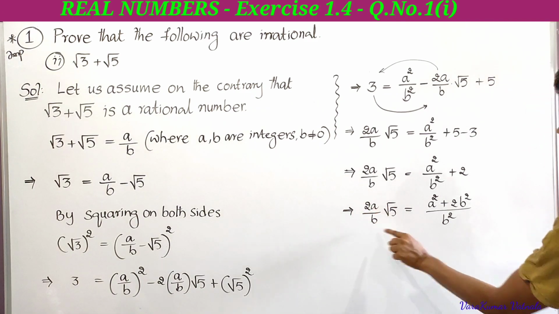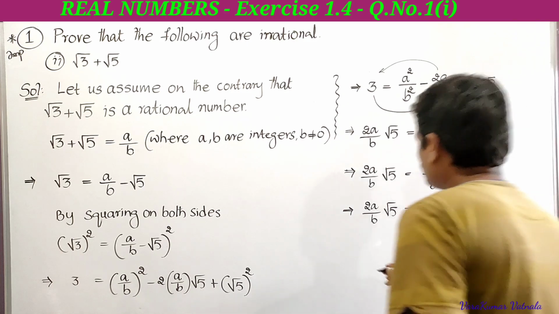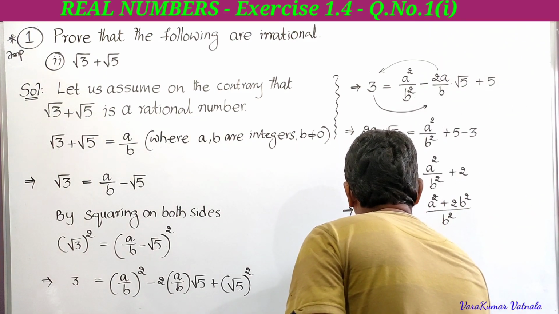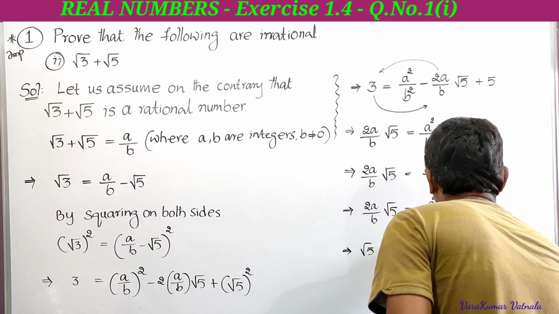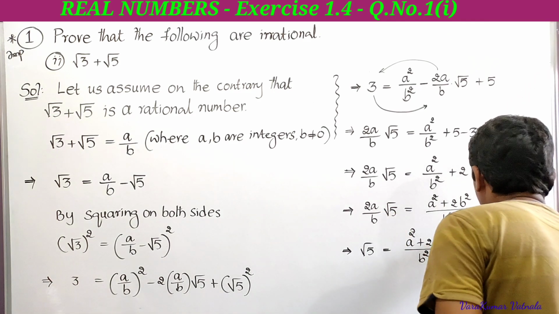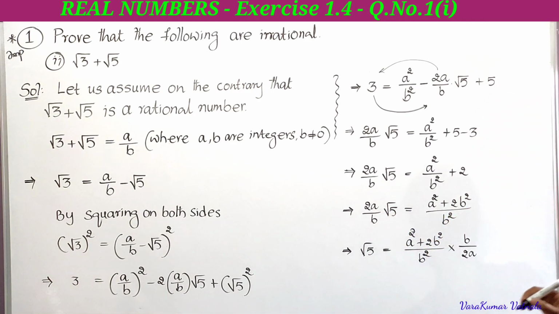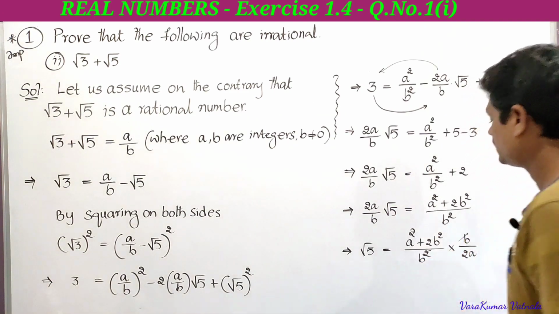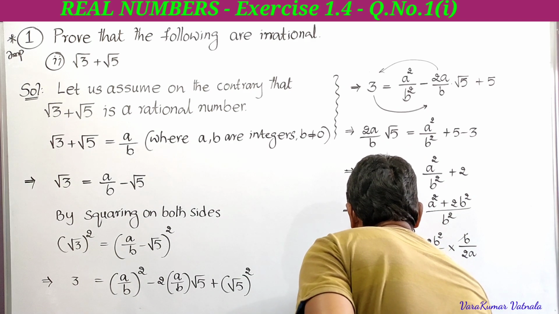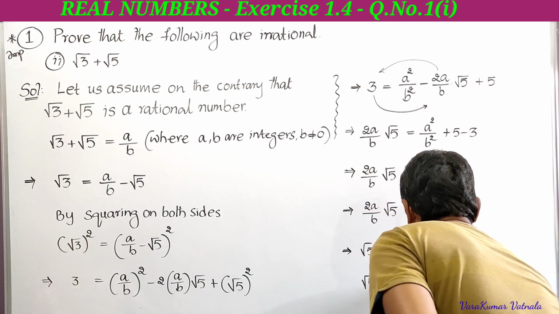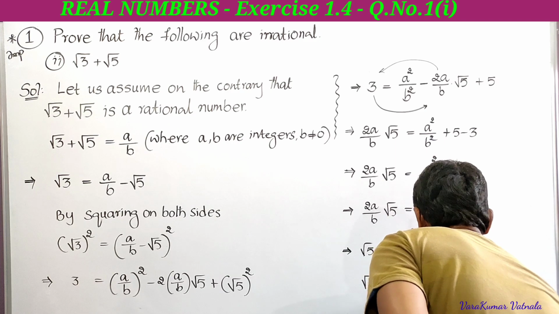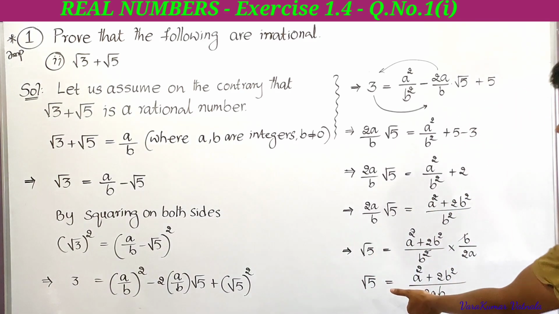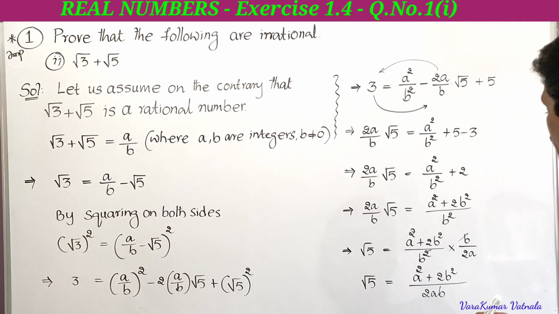Now take this 2a divided by b term to the right side, so on the left side only root 5 will be. Root 5 is equal to a square plus 2b square by b square into the reciprocal, b by 2a. So b gets cancelled, and finally root 5 is equal to a square plus 2b square divided by 2ab.